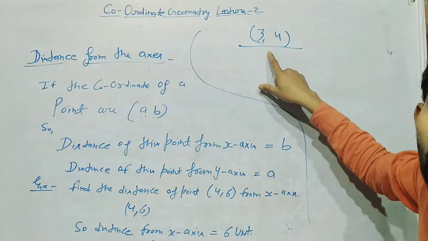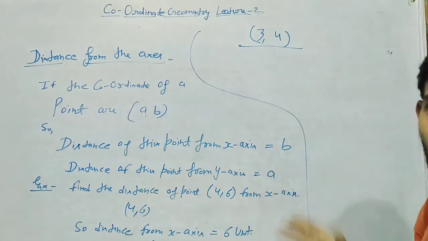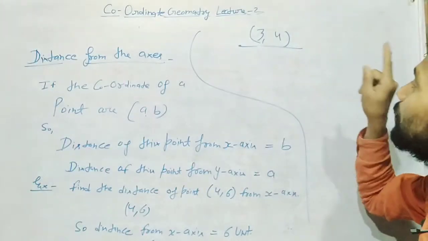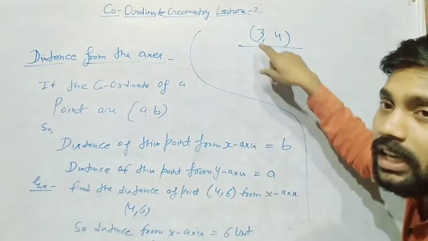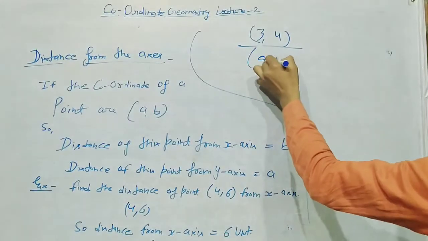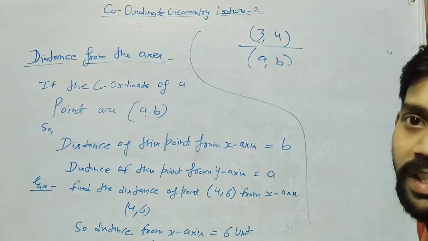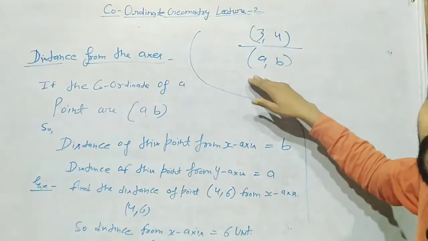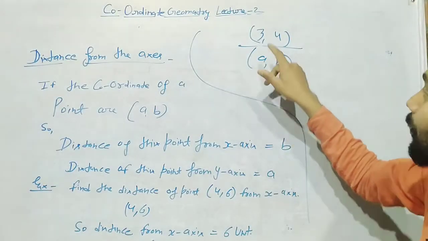B. At y axis a. What is b? 4. What is a? 3. Because comparing a comma b, a is always in first and b in later. A is always first, and the first point is abscissa.